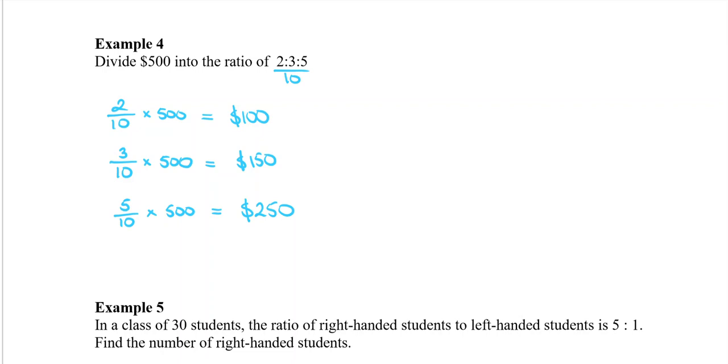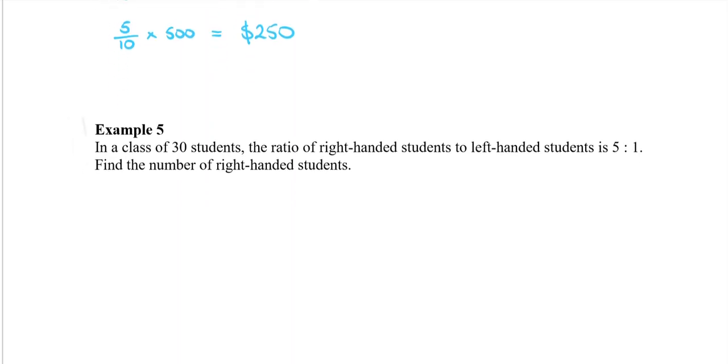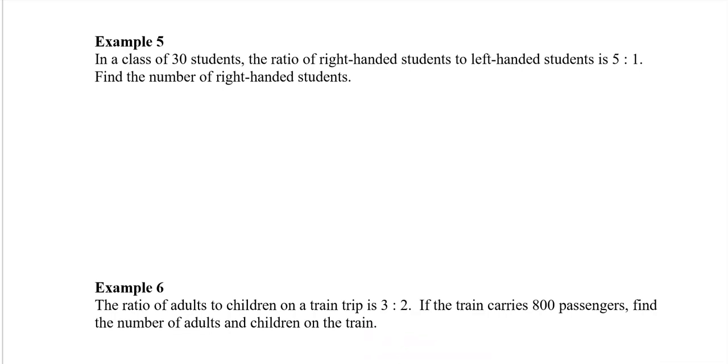But now we're going to hit some word questions. So these might be a little bit different. Let's have a look at question 5. In a class of 30 students, the ratio of right-handed students to left-handed students is 5 to 1. So the 5 represents the right-handed students and the 1 represents the left-handed students, because that was the order it was written in here. Right-handed to left-handeds. So right-handers are on the left and the left-handers are in the second spot.